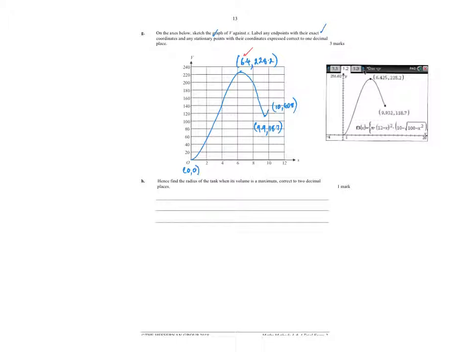So the volume max is at x equal to 6.4 to 1 decimal place. So we probably might need to carry a little bit more accuracy, 6.425. Therefore, the radius we said was 12 minus 6.425, which is 5.575. Okay.